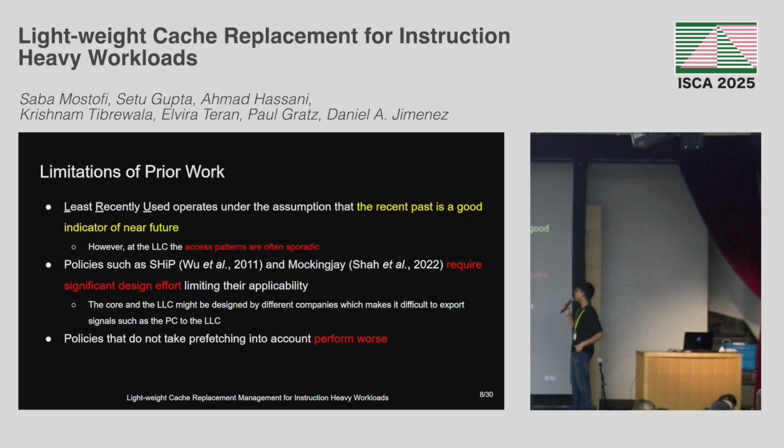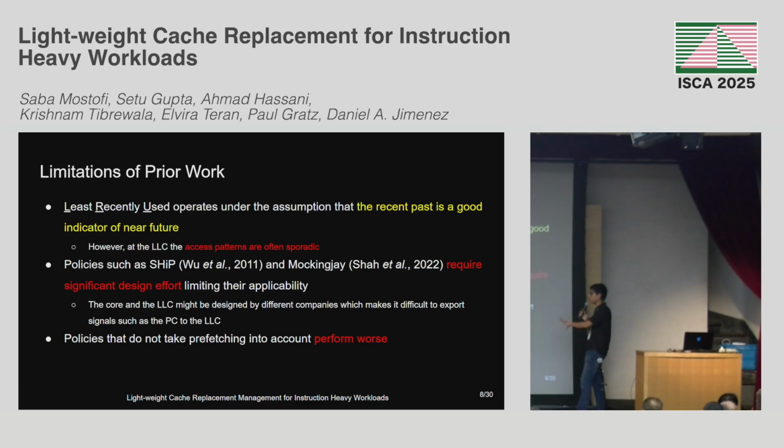And then finally, we find that policies that don't take prefetching into account as a first-order metric perform worse. So what do I mean by taking prefetching into account? At a cache, you can get 2 kinds of requests. You can get a demand request or you can get a prefetch request. So policies that just treat everything as exactly the same often end up performing worse.